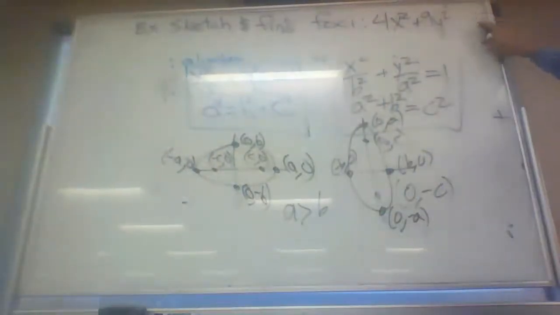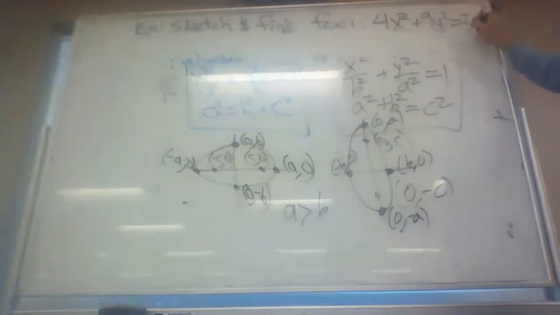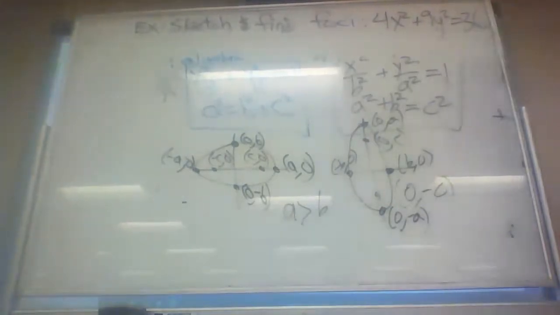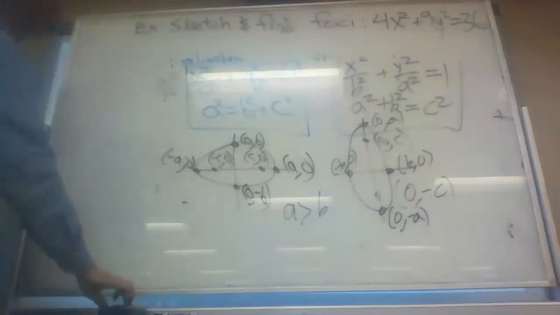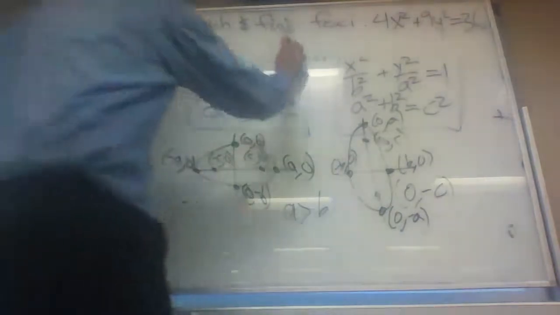Sketch and find the foci of the equation 4x squared plus 9y squared equals 36. How do I know that's an ellipse? I divide through by 36 to get 1 on the side by itself.